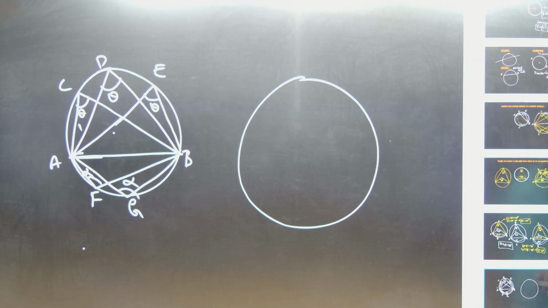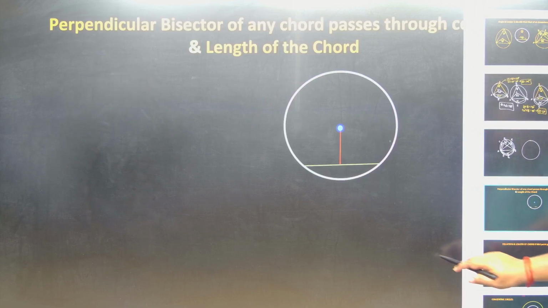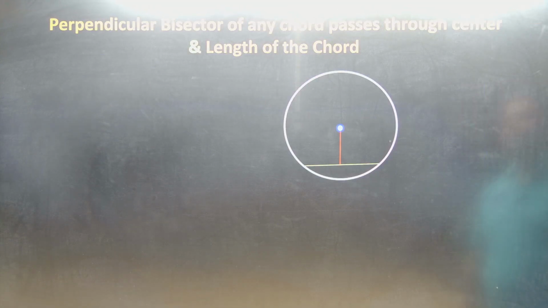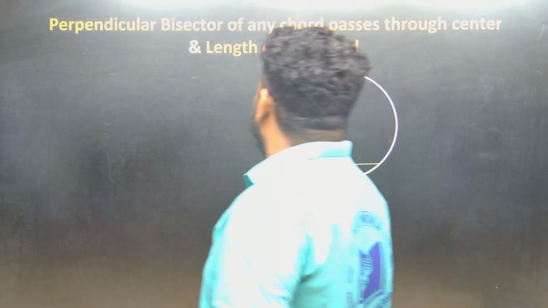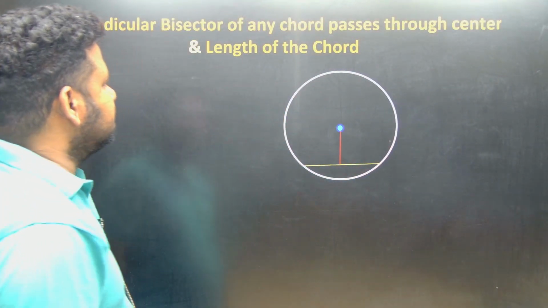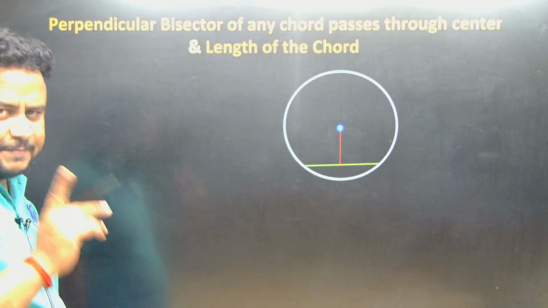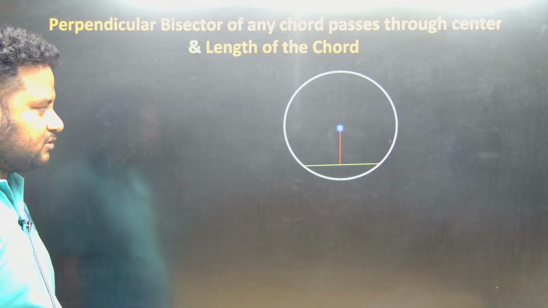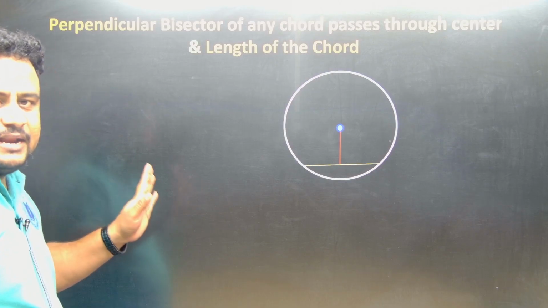Now, let us proceed to the next concept. They have given: the perpendicular bisector of any chord passes through the center. See here, the perpendicular bisector of any chord passes through the center. Here we are talking about the perpendicular bisector of the chord, and we are also going to discuss how to find the length of the chord.